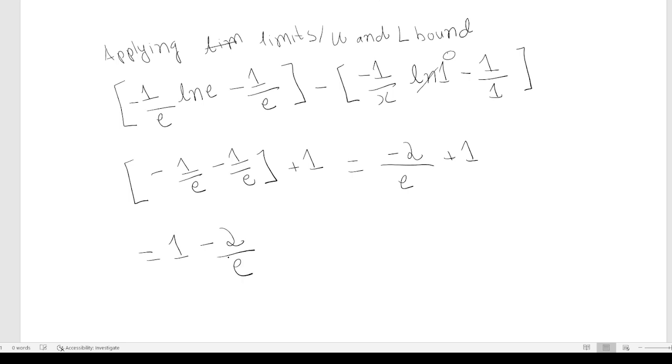I can leave my answer over here because in the question it is mentioned that we need to find the exact area of the shaded region. So this is the exact area, or I can also write it as e minus 2. This is my final answer.